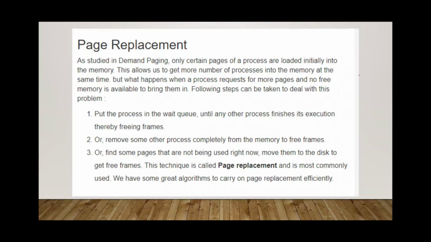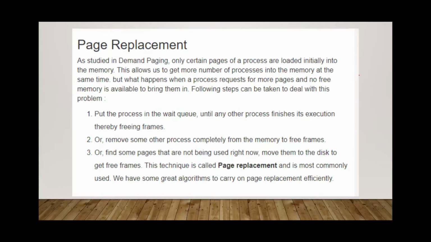One, put the process in the wait queue until some other process finishes execution, thereby freeing frames. Two, remove some other processes completely from the memory to free frames. Three, find some pages that are not being used right now and move them to the disk to get free frames. This technique is called page replacement, which is most commonly used. We have great algorithms to carry out page replacement efficiently.